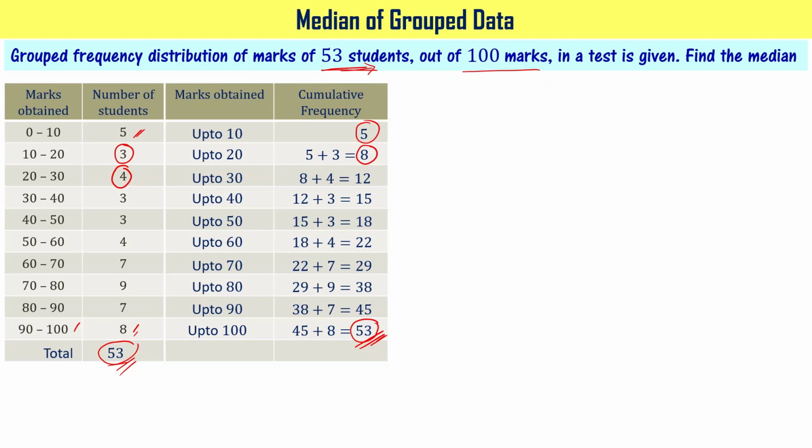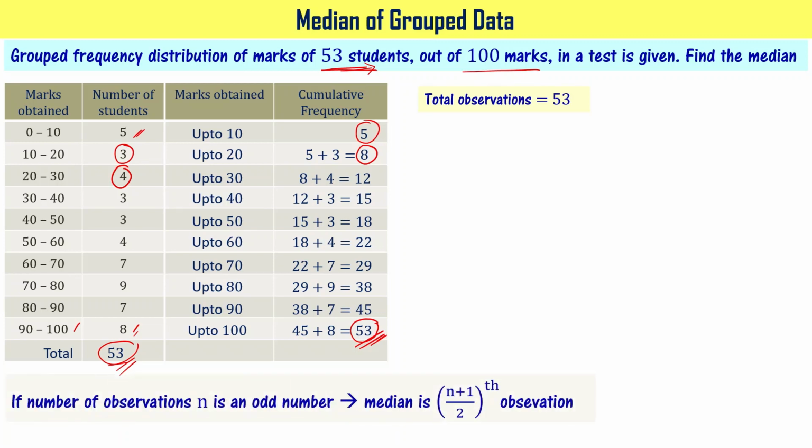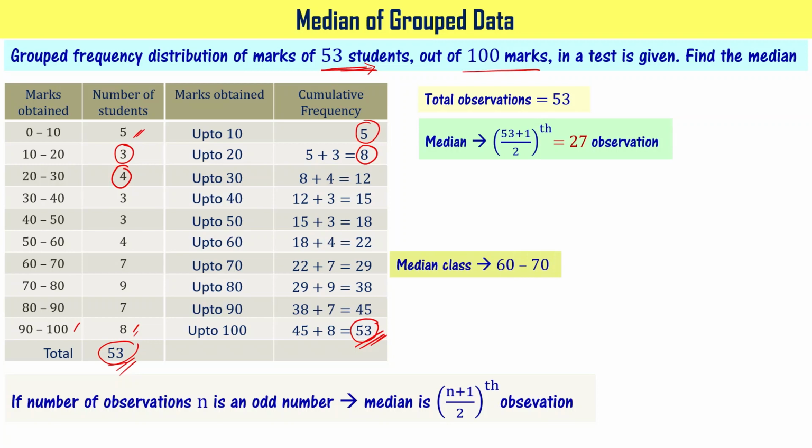Now we have the cumulative frequency. Since the total number of observations is 53, we have to find the (53 plus 1) divided by 2th observation, right? That is the 27th observation, right? So your median is going to be the 27th observation. But here, interestingly, we don't have a number for the marks. It is the class, right? 60 to 70. That's why I'm calling it the median class. The median class is 60 to 70.